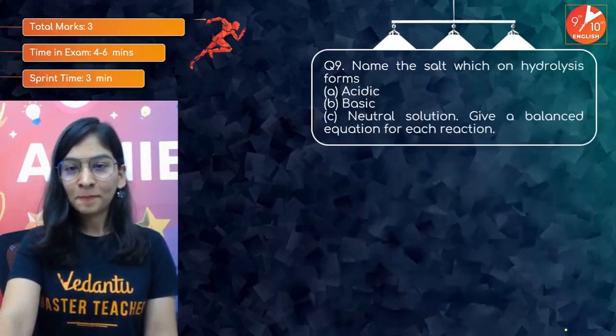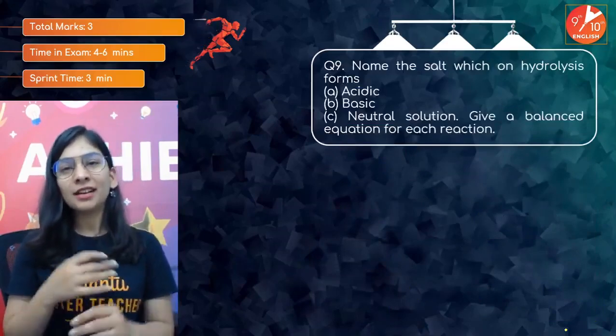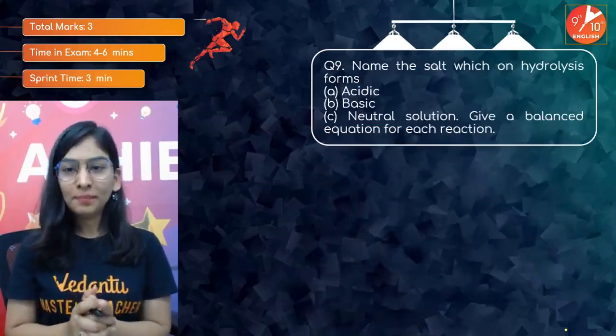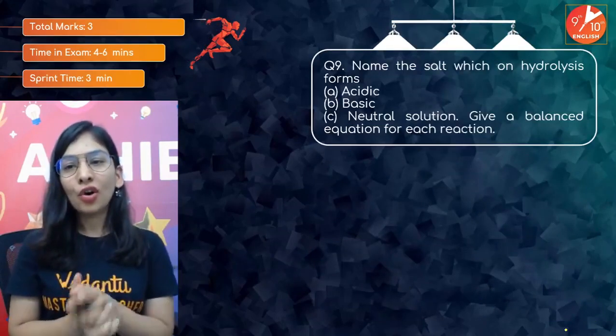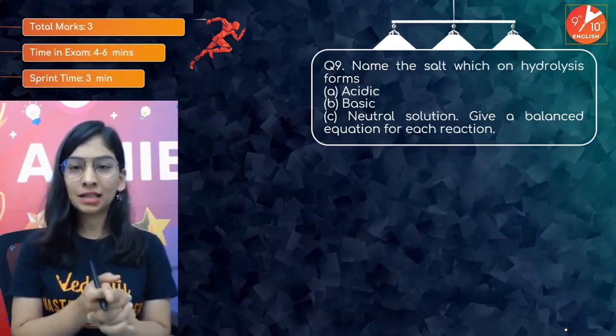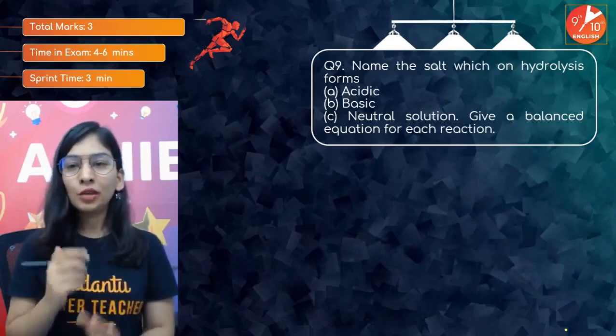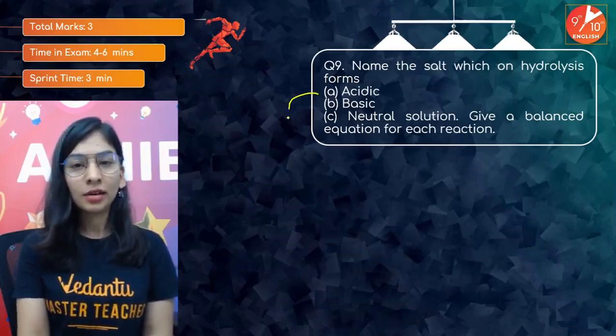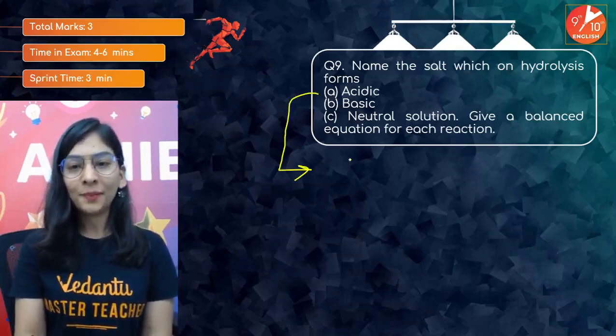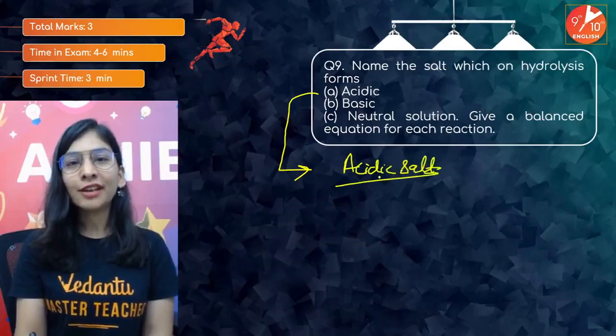Let's move ahead. Question number 9, regarding the salt part only. Name the salt which on hydrolysis forms acidic, second basic, neutral solution. Give a balanced equation. Very easy. How come? Acidic salt. How to judge the salt is acidic?